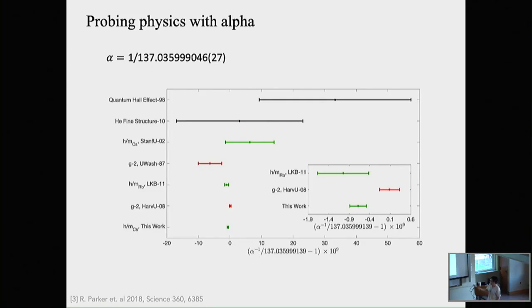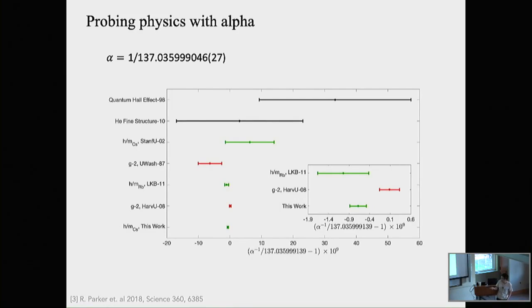The first one is the green points here. These are measured using atom interferometry, so they use atom interferometers to measure the recoil frequency of a neutral atom and then determine alpha. Another kind of experiment is these red points. These are measuring the electron gyromagnetic anomaly, g-2, and then you can derive alpha from g-2 using theory.